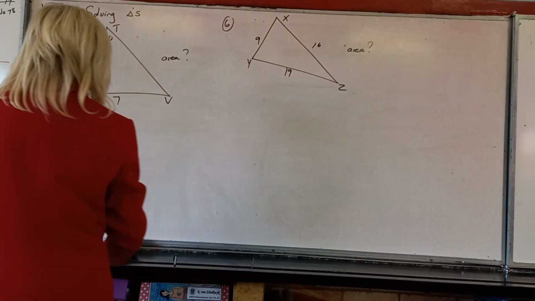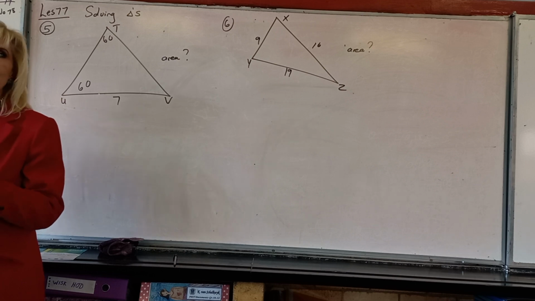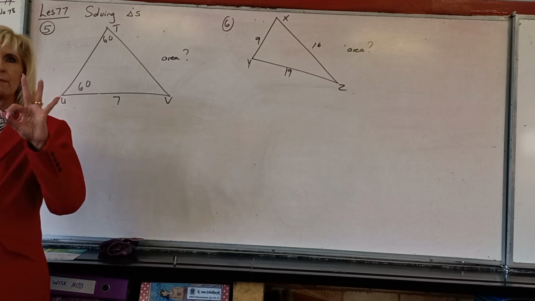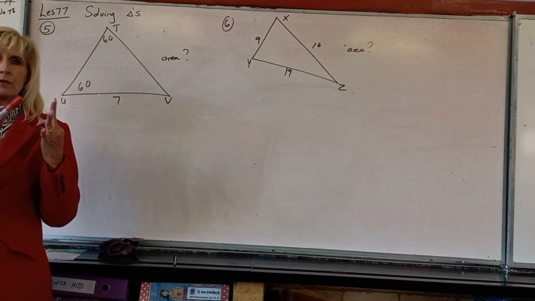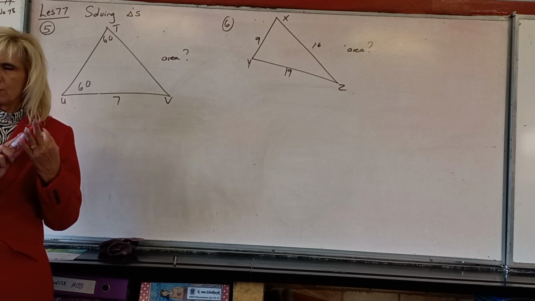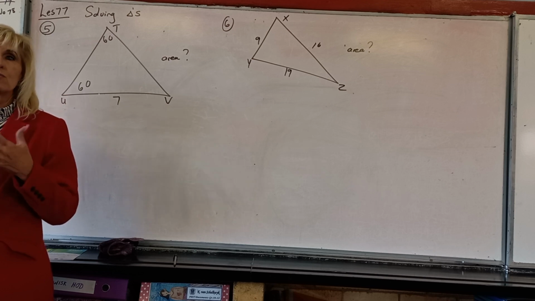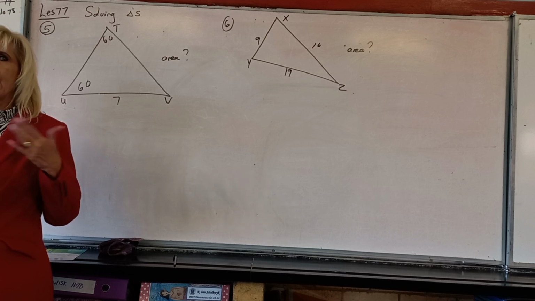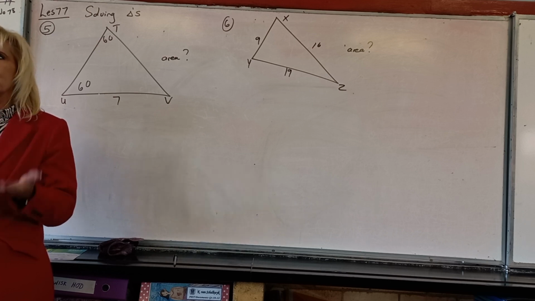Right. Still solving our triangles, so we've got 3 new rules. Namely the sine rule, cos rule, and the area rule. Now, what are the sin and cos rules for? For finding angles and sides, depending on what's been given.